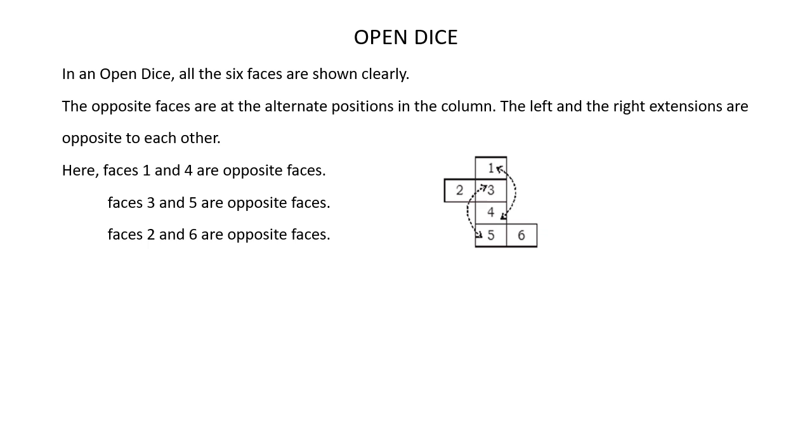So in this open dice, 1 and 4 are opposite faces, 3 and 5 are opposite faces and 2 and 6 are opposite faces.